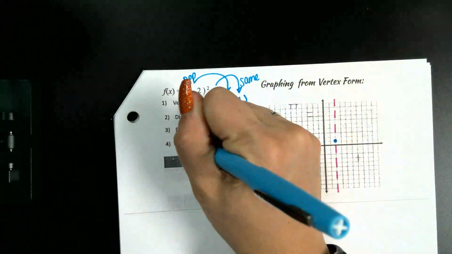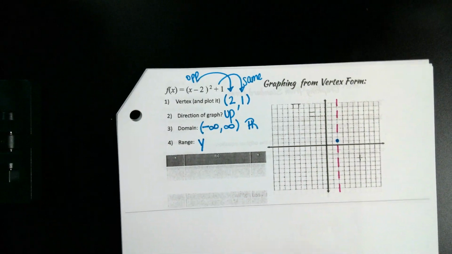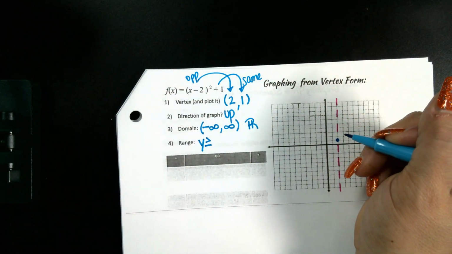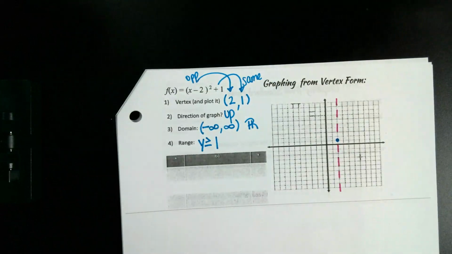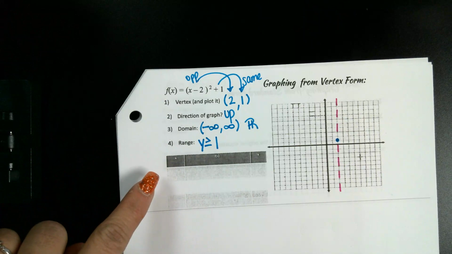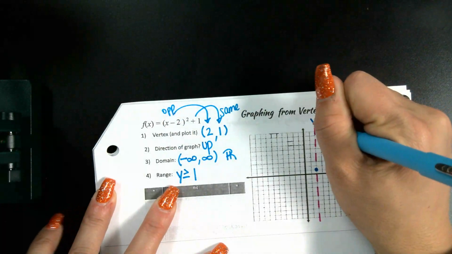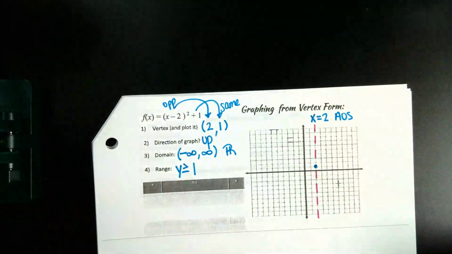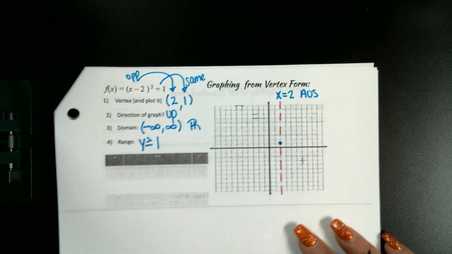And then the range, y greater than or equal to the 1, the y value. Yeah, it didn't ask for axis of symmetry, which is kind of weird because this one down here does. So we're going to just write it over here, x equals 2. That's your axis of symmetry. Okay.